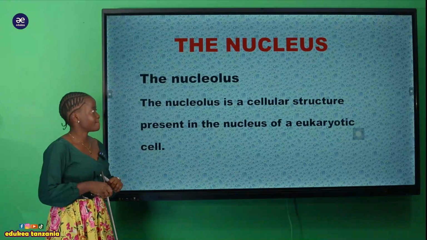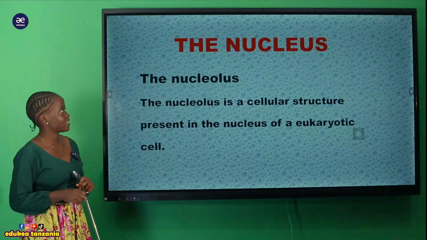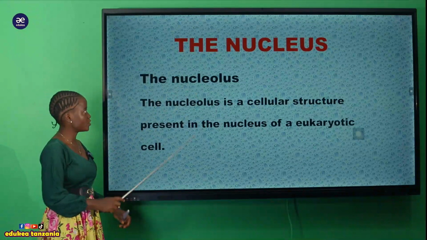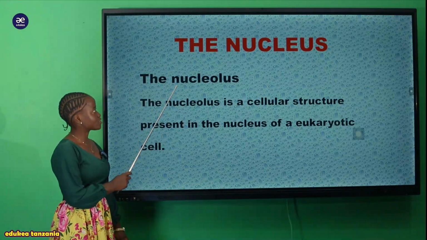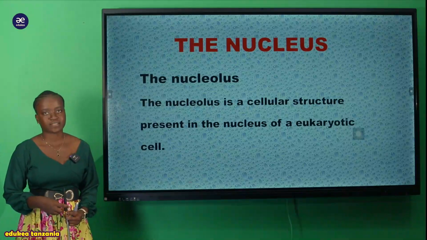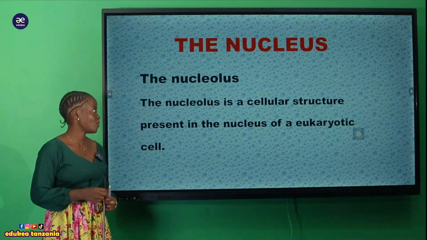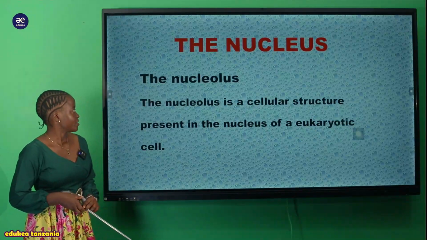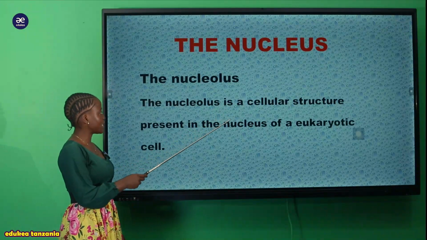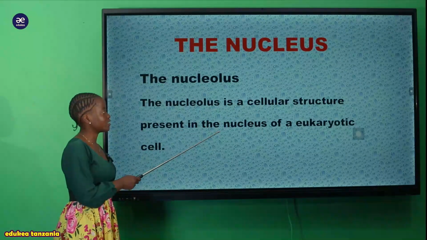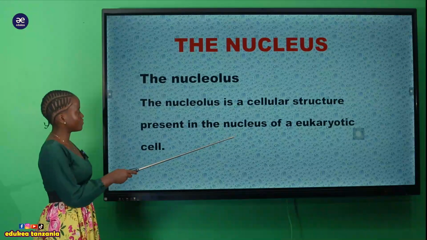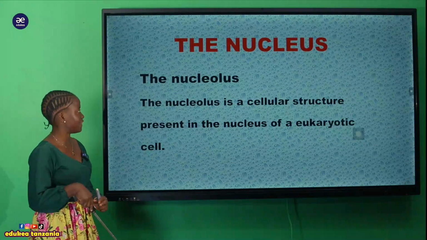So now, starting, we have another structure which is found within the nucleus, and this structure is called the nucleolus. So what is the nucleolus now? The nucleolus is a cellular structure present in the nucleus of the eukaryotic cell.